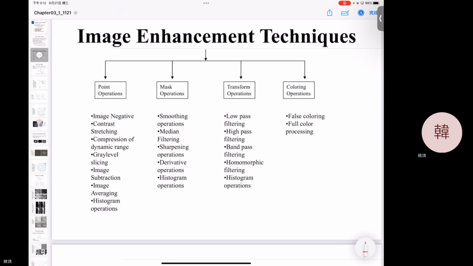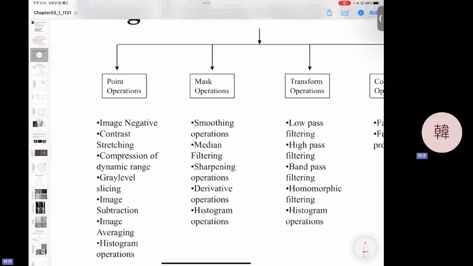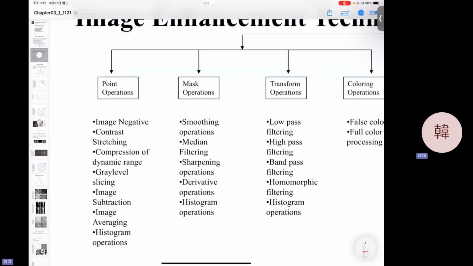Okay, so we can roughly classify into different categories, like point operation. Point by point means you only change the intensity level one by one. Okay, so we don't look at the neighboring condition at all. I just look at this intensity level, and I know how to transform this intensity level from one value to the other value. So there's no neighboring condition here. And the other one is mask operation. So mask, now we are going to look at the neighboring.